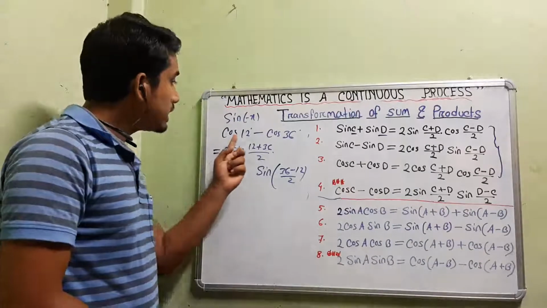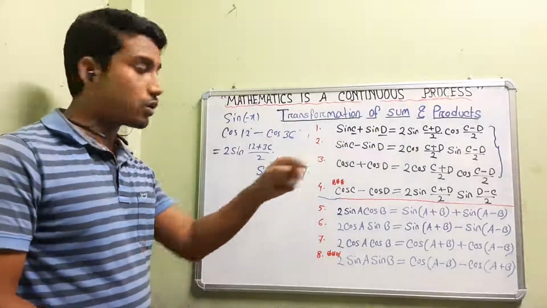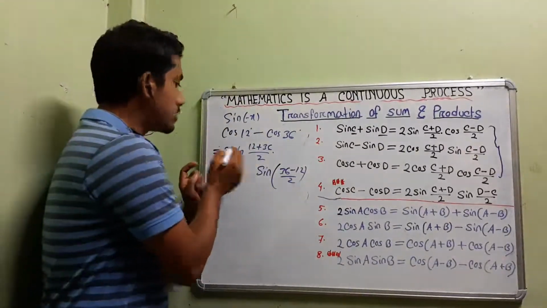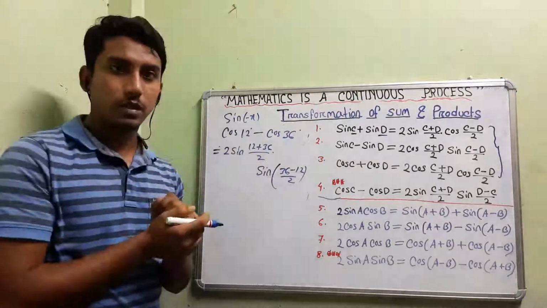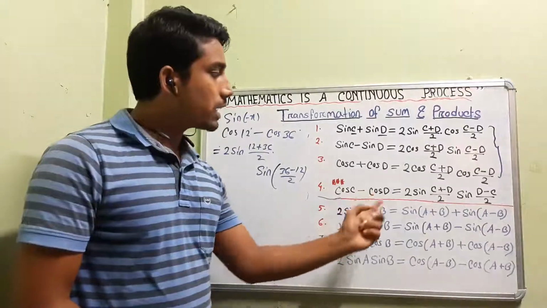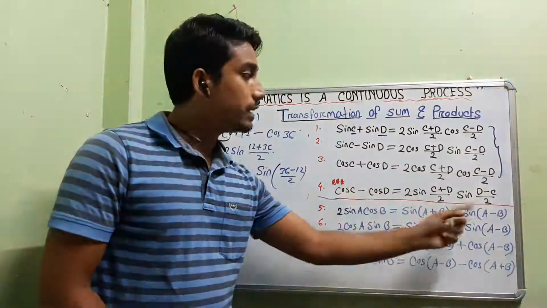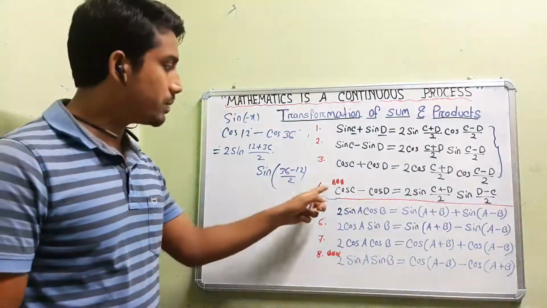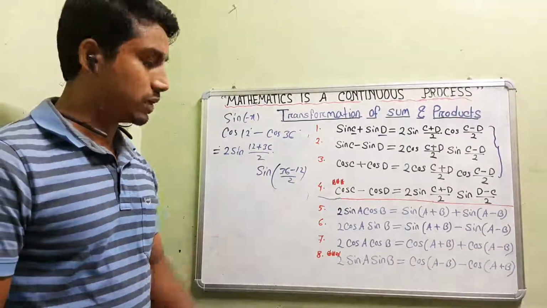Or if you are writing in the normal manner only, at that time you are supposed to give one minus, so that from that minus it becomes plus. So better you take, in case of cos C minus cos D, 2 sin (C plus D)/2 sin (D minus C)/2. Just remember this one. I have given the star mark for this one.